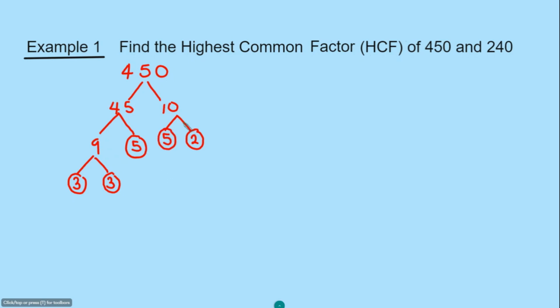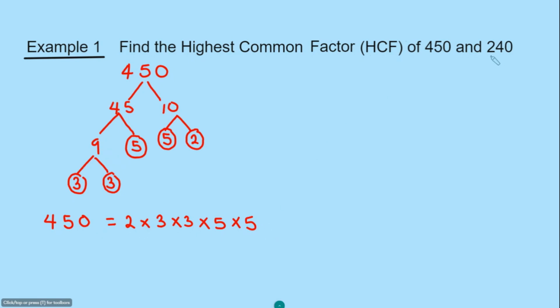Now there is no other number left that needs to be split up, so I'm going to write down 450 as a product of its prime numbers. When writing the prime numbers, I like to begin with the smaller numbers, so I begin with 2, multiplied by 3, multiplied by 3, multiplied by 5, and multiplied by 5. So I have written 450 as a product of its prime factors.